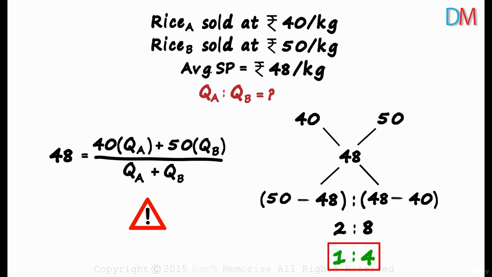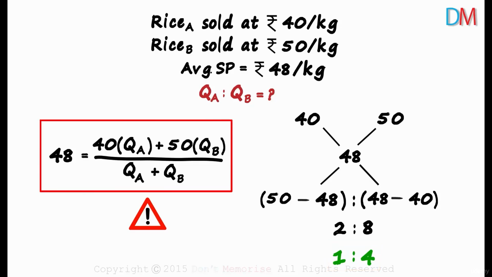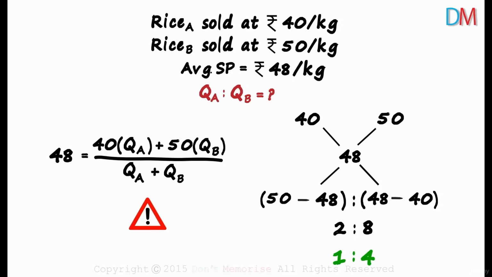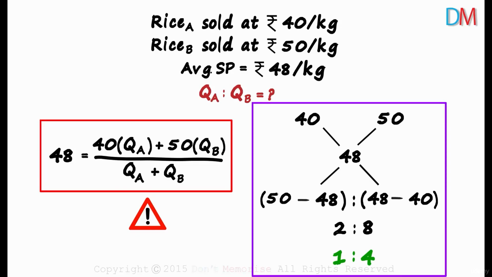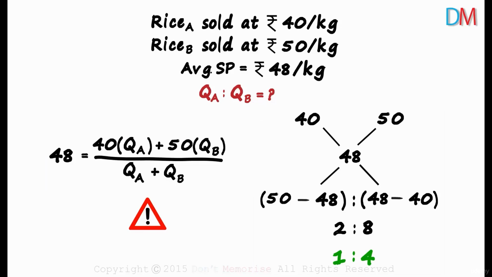This is the ratio in which rice A and rice B need to be sold if the average selling price is 48 rupees per kilogram. This does not give us the quantities. It just gives us the ratio. You will get the same ratio if you solve it using the formula, but it won't be this fast. So now you know when you have to use the formula and when the alligation concept. Don't worry, we will cover many more examples in the coming sessions.